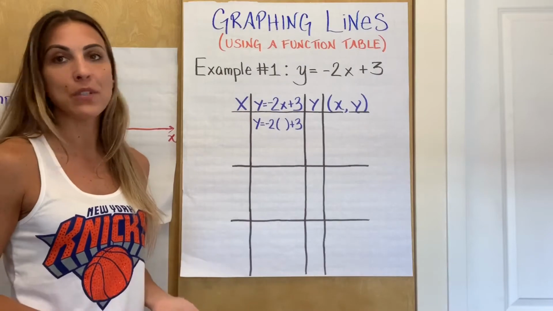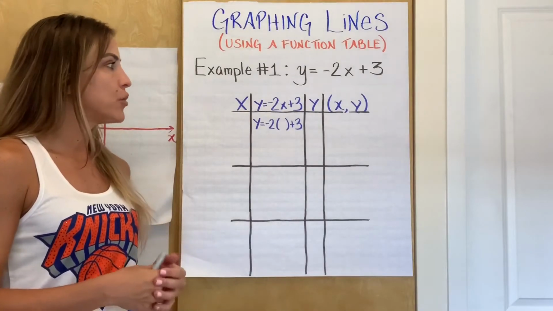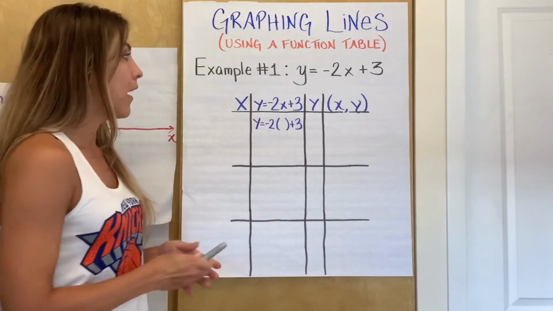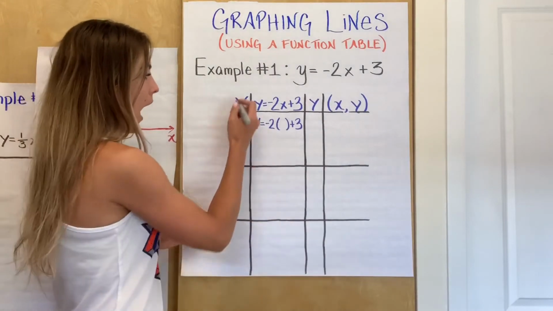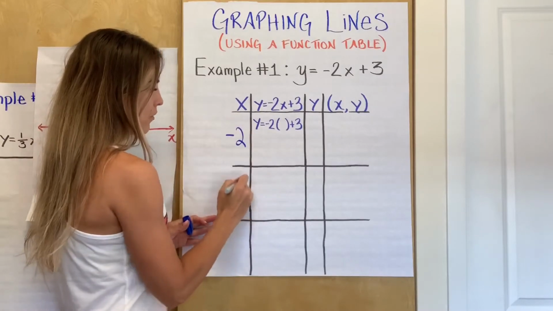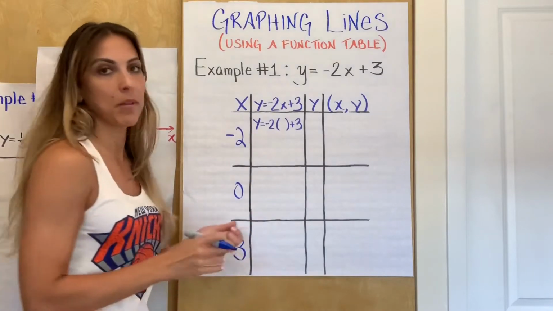You don't have to do this by any means, but if you do, it'll help you see the span of the line across the graph a little bit better. Again, you can pick any values you want. I'm going to go ahead and pick negative 2, 0, and 3. Those are the ones that I'm picking.